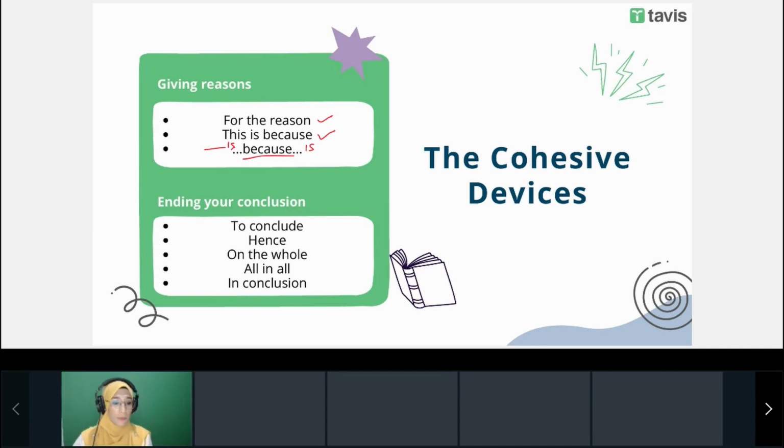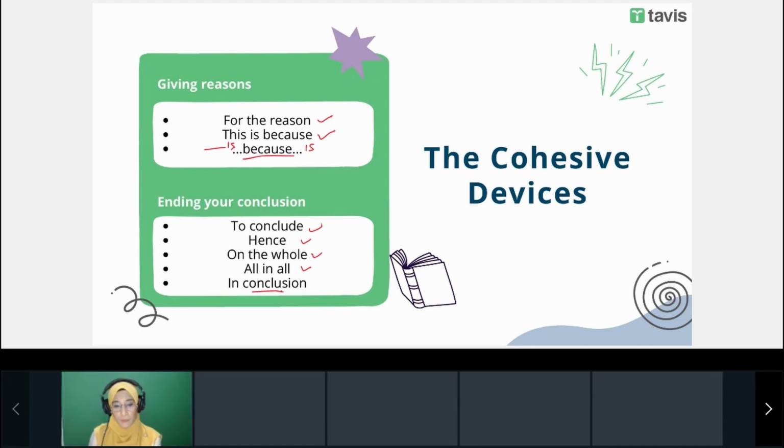But if you are ending your piece, this is the last part of the hamburger. Which part is it? It's the bread, the slice of bread. So you can use to conclude, you can use hence, you can use on the whole or all in all. But a lot of us like to use in conclusion. So instead of sticking to the simple one like in conclusion, you can use such as those, to conclude, or all in all as well.